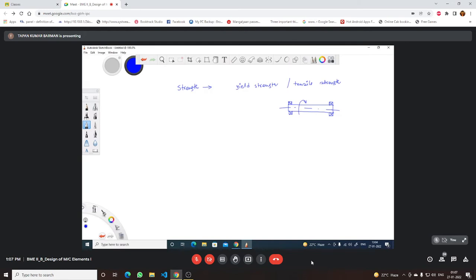Now, when the shaft is subject to fatigue loading, using yield strength or tensile strength of material, we cannot design a component. Then we have to find another strength parameter that is called the endurance limit of the material. Or it is also called, for rotation, fatigue limit.